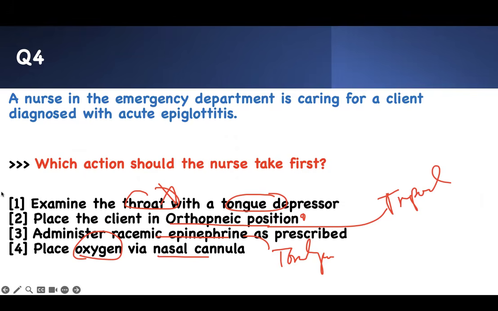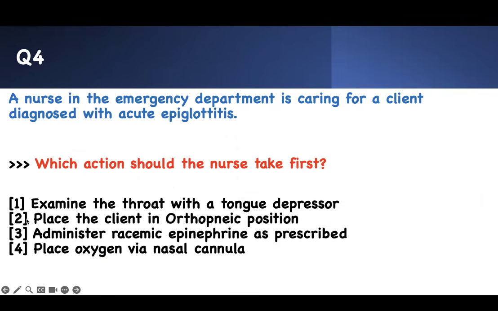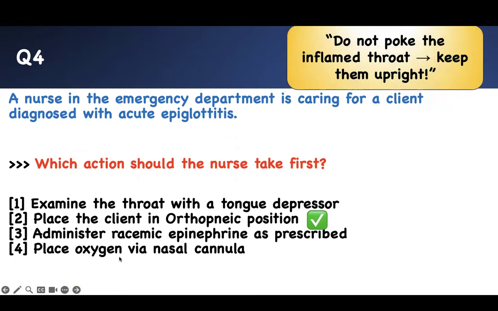But what is the key? This is what I want you to write down. Tripod position is the same thing as the tripod position. And therefore, this is the key. You do not poke the inflamed throat. If the throat is inflamed, don't look at it. Don't poke it. If you poke it, you're going to get into trouble. Therefore, never examine their mouth and keep them upright as much as possible.